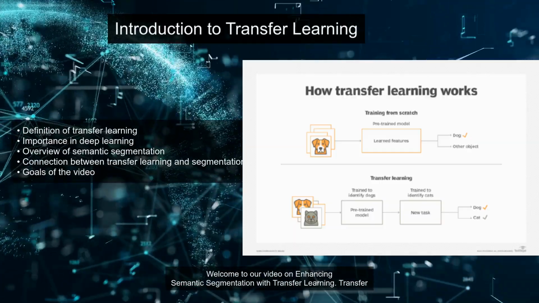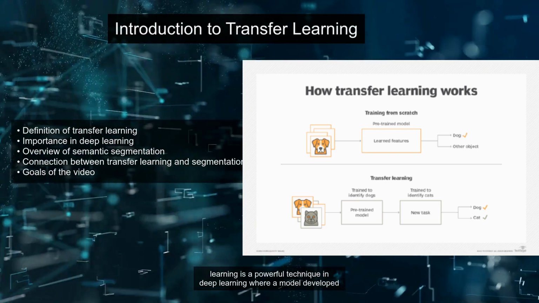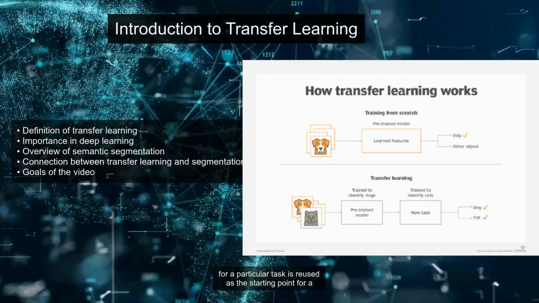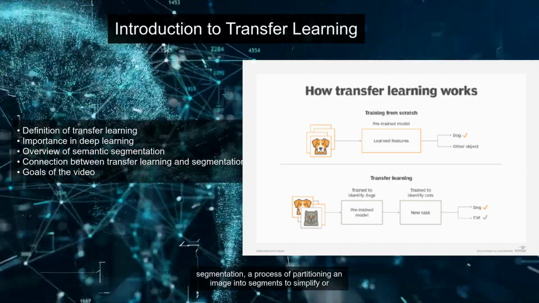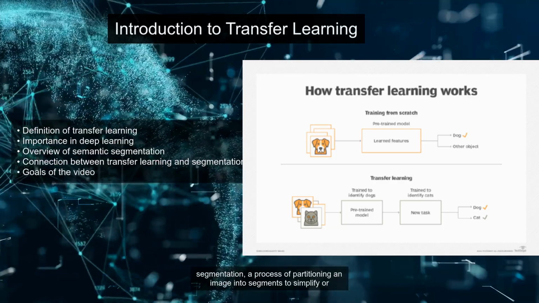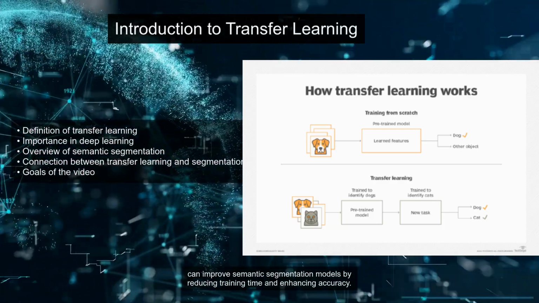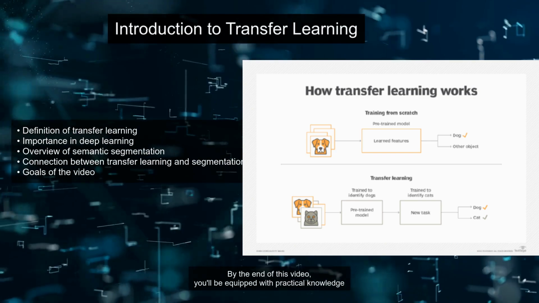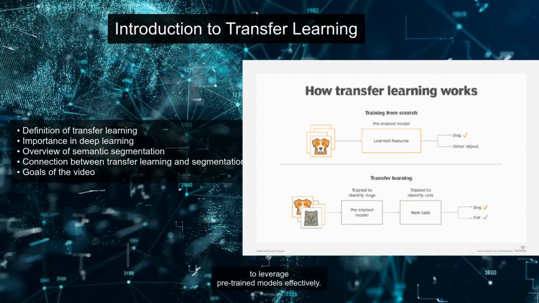Welcome to our video on enhancing semantic segmentation with transfer learning. Transfer learning is a powerful technique in deep learning where a model developed for a particular task is reused as the starting point for a model on a second task. This method is particularly useful in semantic segmentation, a process of partitioning an image into segments to simplify or change the representation of an image. Today, we'll discover how transfer learning can improve semantic segmentation models by reducing training time and enhancing accuracy. By the end of this video, you'll be equipped with practical knowledge to leverage pre-trained models effectively.